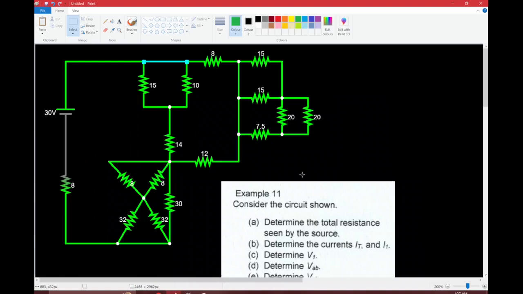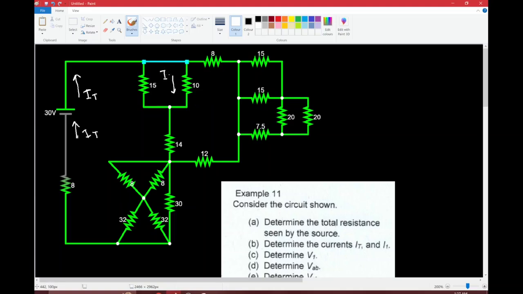For the second question, we're going to determine IT and I1, which I haven't labeled here yet. So IT, you don't really need to have it labeled anyways. It's just a total resistance. Sorry, not the total resistance, it's a total current. The total current that's entering the system of resistors and then coming back here. So that'll be IT. And then I1 is labeled over here.